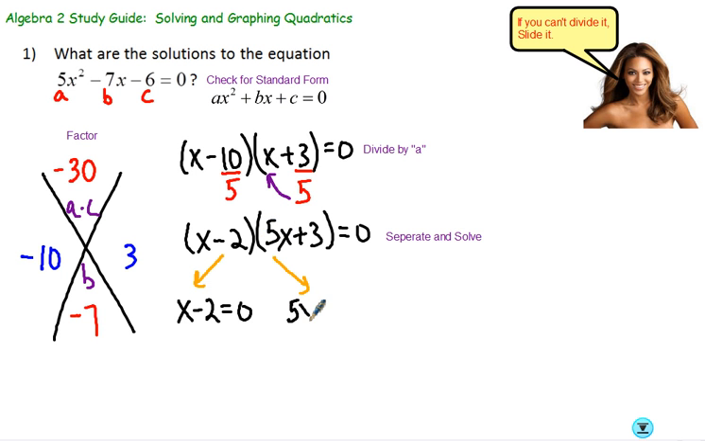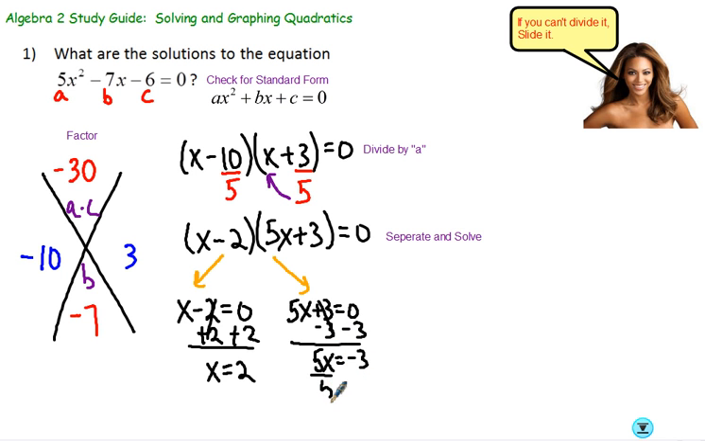So we will always set this equal to 0, because from the very beginning we made sure that it was in standard form, that there was a 0 right there. So that will always be the case. And then we're just going to solve each equation. So let's add 2 to both sides, so we get x equals 2. And then for the other equation, subtract 3. So you get 5x equals negative 3.